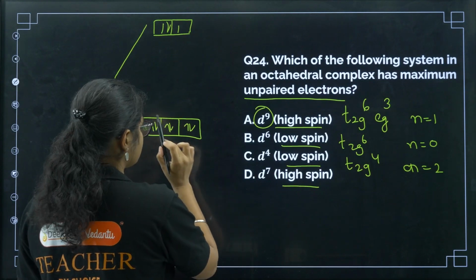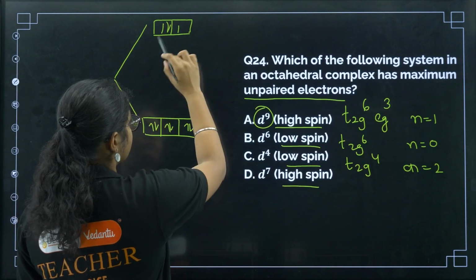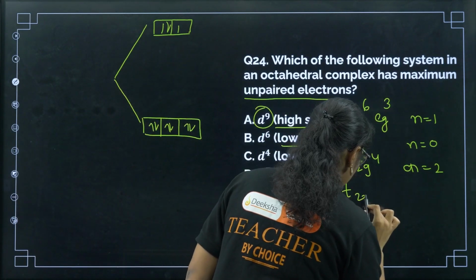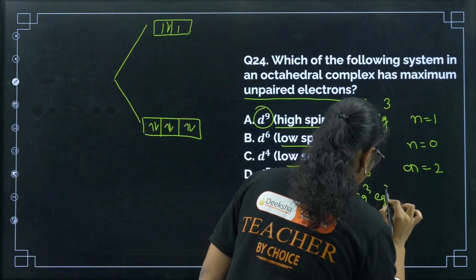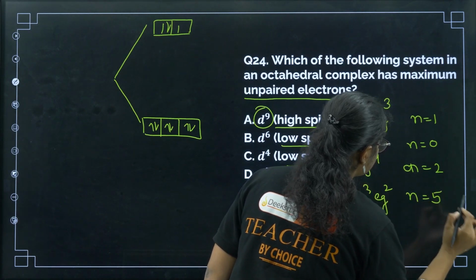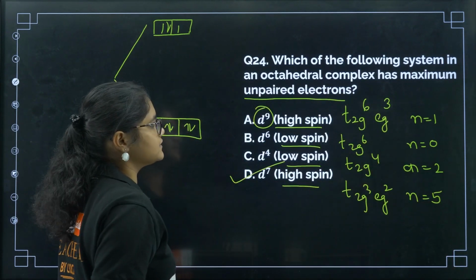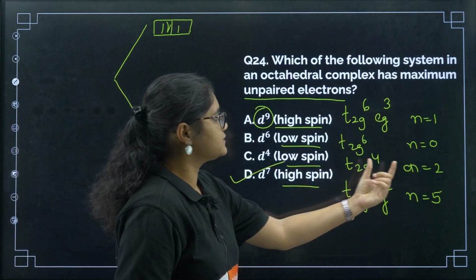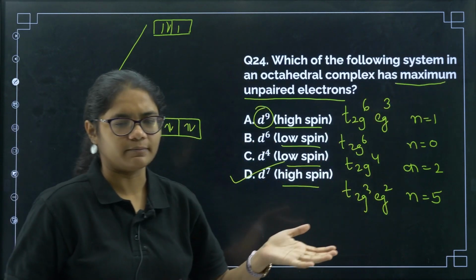Next, d7 high spin: 1, 2, 3, 4, 5. So that is t2g3 and eg2. So the number of unpaired electrons here is 5. So that is why the correct answer will be option number D, because it has the maximum number of unpaired electrons.